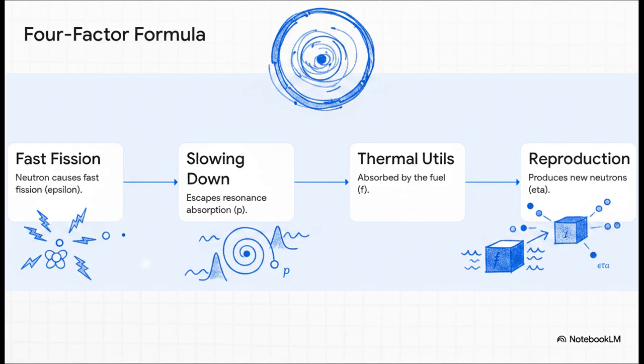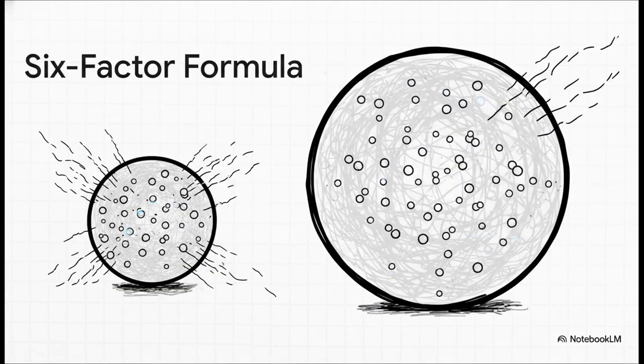First, it's born and might cause fast fission right away. That's epsilon. Then it has to slow down without getting sucked up in resonance absorption peaks. We call that survival probability P. Next, once it's finally moving slow, it needs to be absorbed by the actual nuclear fuel, not just the water or metal around it. That's thermal utilization, or F. And finally, once it hits the fuel, it actually has to produce new neutrons. That's reproduction, or eta. You multiply all those survival odds together and boom, you get your K for an infinite core. But real talk, reactors aren't infinite.